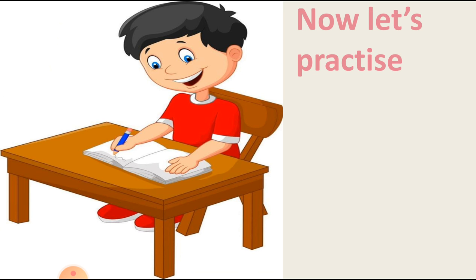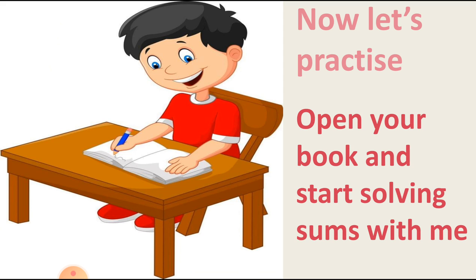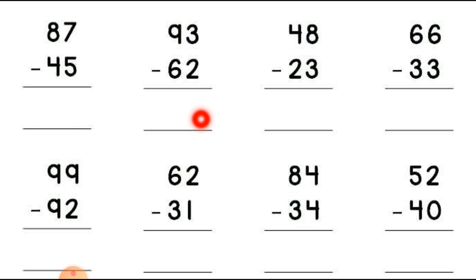Hope you understood this. Now let's practice. So open your book and start solving sums with me. So students, please take a pencil and a notebook, and let's start solving the sums. I know you already solved this sum, but let's practice it. 7 minus 5 is equal to 2. 8 minus 4 is equal to 4. Next sum. 3 minus 2 is equal to 1. Tens column. 9 minus 6 is equal to 3.